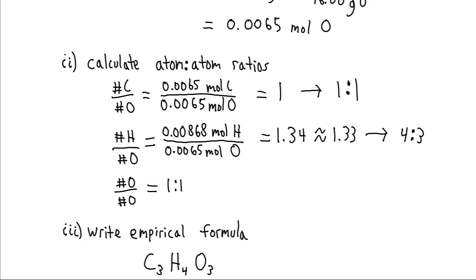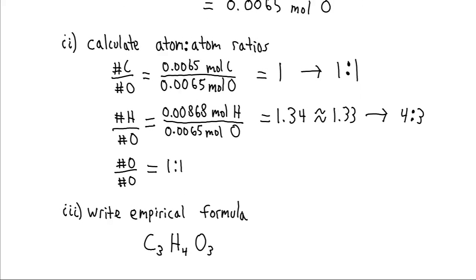Now we can write these ratios as an empirical formula. So hydrogen is 4-to-3 with oxygen. And because carbon is 1-to-1 with oxygen, that means we must now make sure there are 3 carbon atoms. And that will give us the needed 1-to-1 ratio.